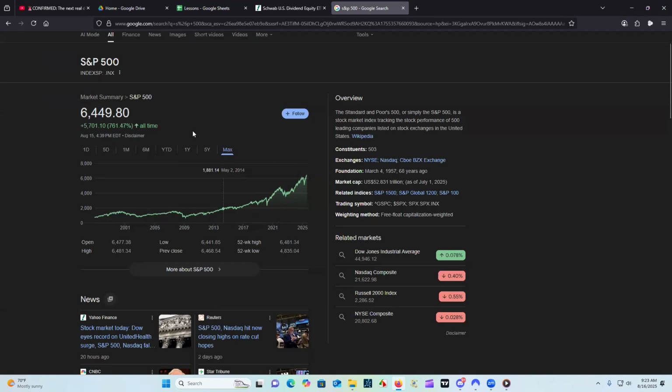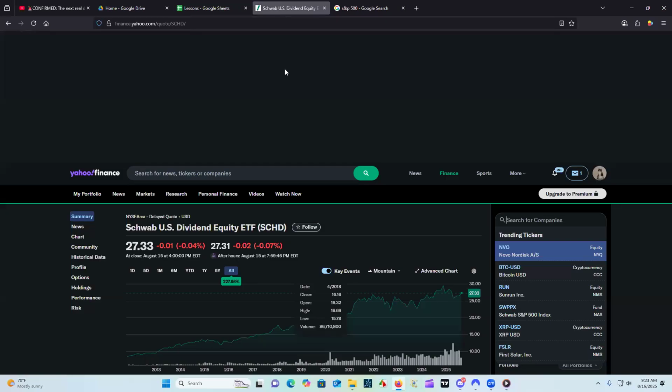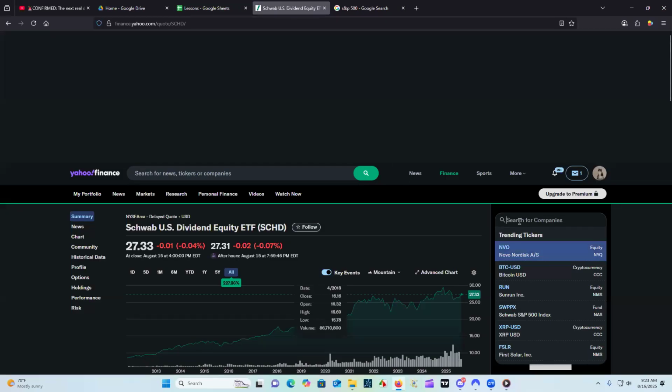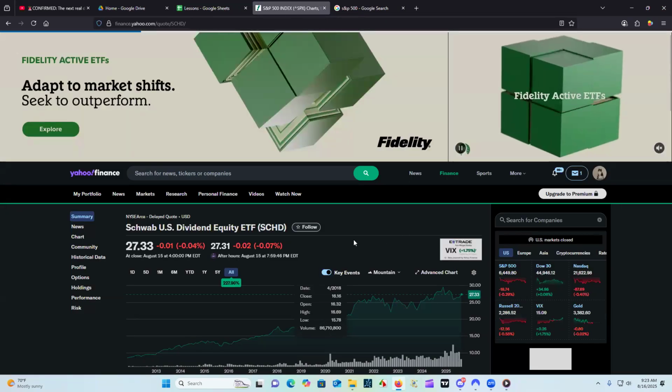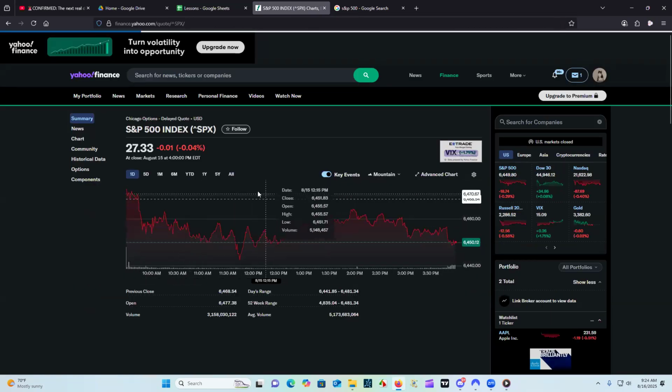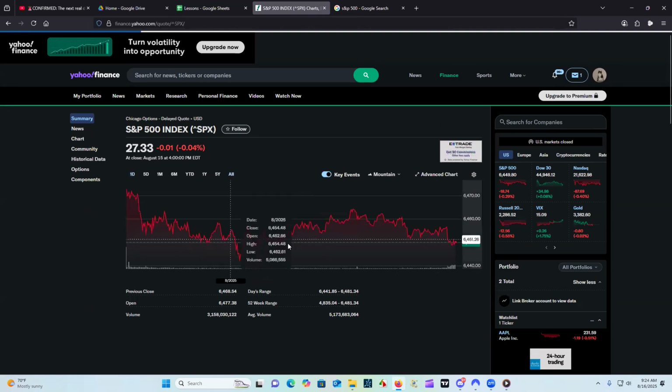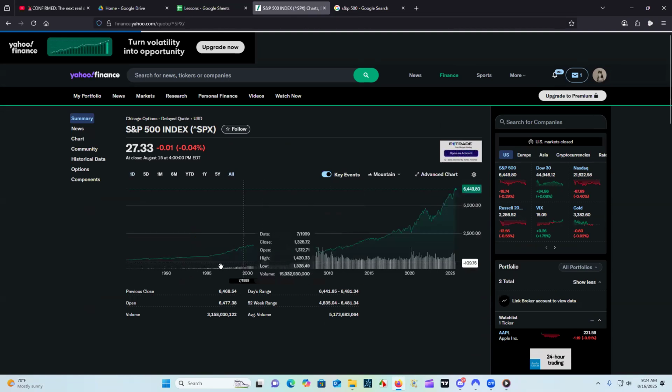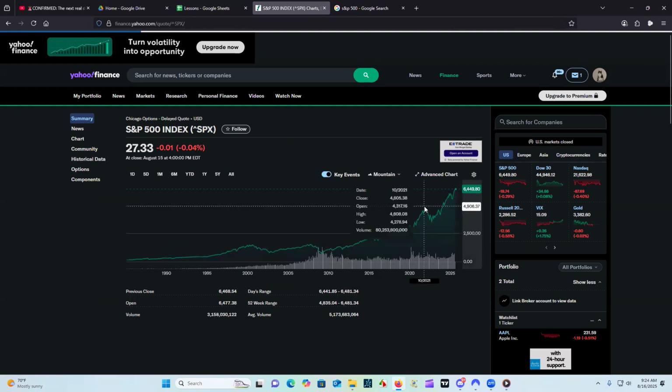And people look at this S&P 500 index, which is also called SPX. So we can go here in Yahoo Finance and just type SPX. And this is the S&P 500 index. And you can look at the all-time high, all-time pricing. And you can see how well it's done over time, even though we had these crashes in between. But overall, it will always go up because the US economy will always go up, and it always has.